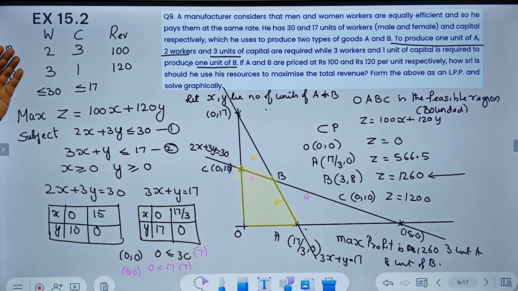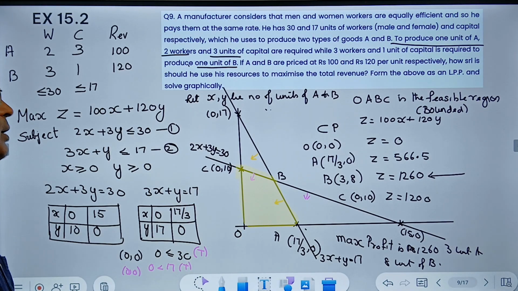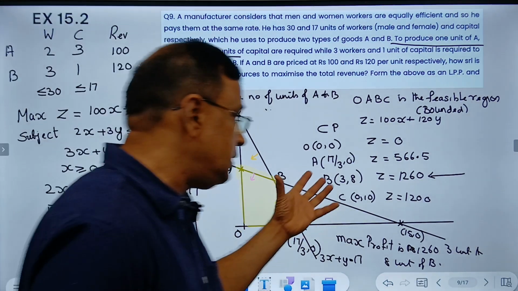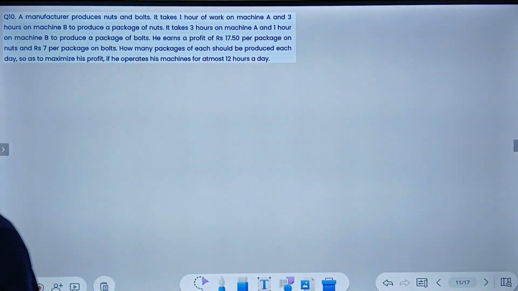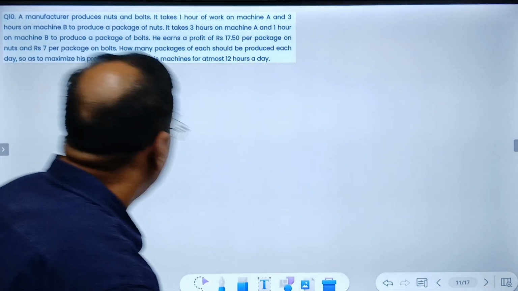Very simple. So you not only formulate, but you are also solving the linear programming problem. If you are very careful, you will get it very easily, and it's a very scoring place. Okay. Now let's go to question number 10. How do I do question number 10? Now question number 10 again.